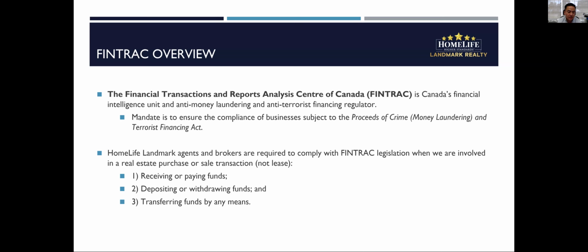So like it says here, Homelife Landmark agents and brokers are required to comply with Fintrac legislation whenever we are involved in a real estate purchase or sale transaction. You can note here that leases are not included in the Fintrac regulations. So obviously, if you're helping a tenant or a landlord do a lease transaction, you don't have to fill out the Fintrac forms. But whenever you're acting for a buyer or a seller, and that applies to both residential and commercial, you have to fill out the Fintrac forms. That applies when you're receiving or paying funds, depositing or withdrawing funds, or transferring funds by any means.